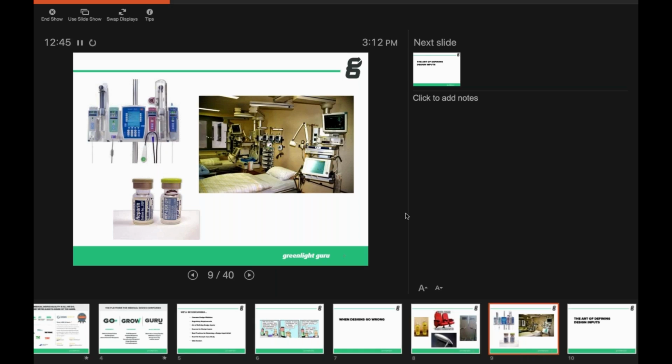So we have to consider a lot of things when we're defining and designing our products. We have to think about the use of the device. We have to think about the environment that it's going to be used in. We have to think about a lot of different scenarios.